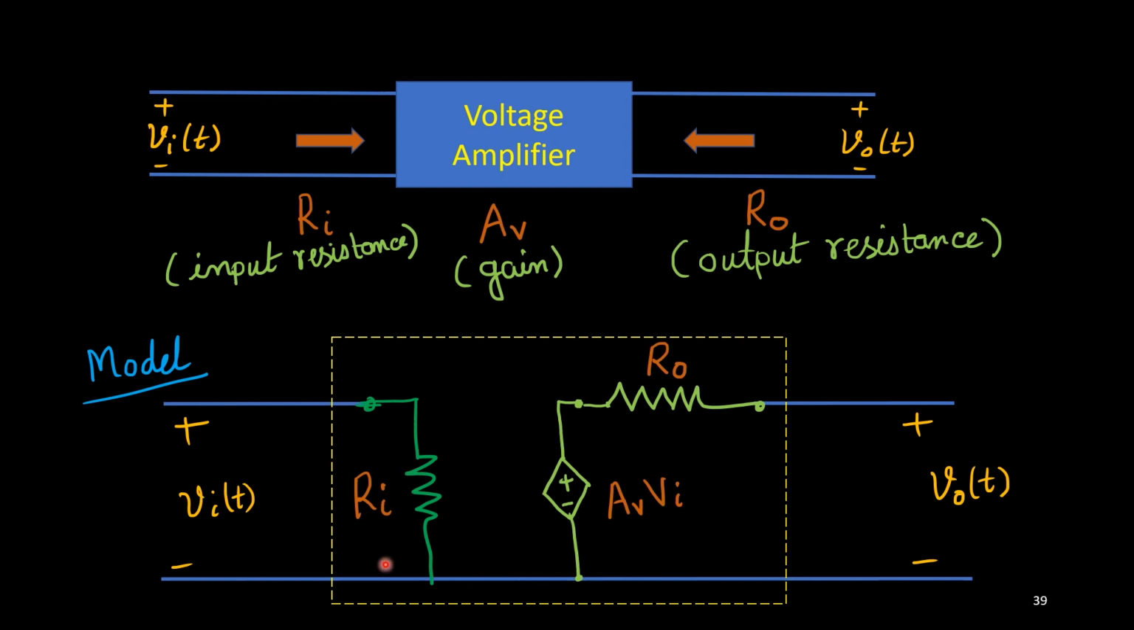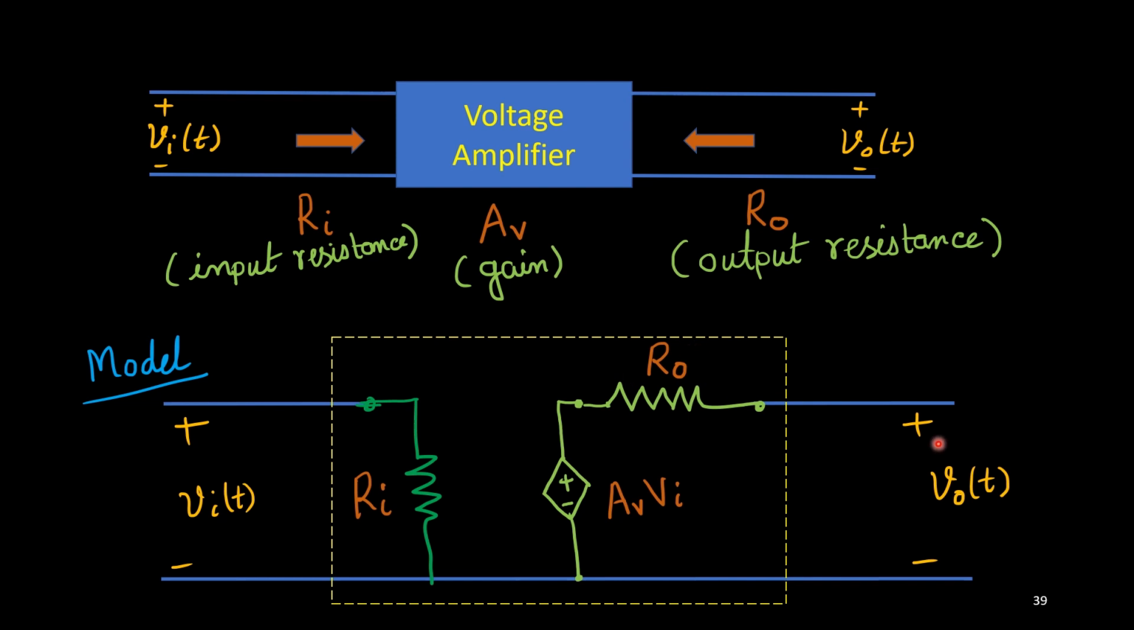Input resistance Ri is connected to the input side, and depending on the voltage level Vi which appears across Ri, we will get one dependent source AV times Vi, and we will have one source resistance R0, which is basically the output resistance.